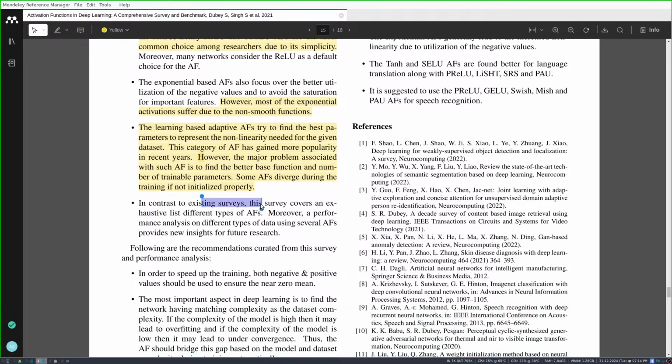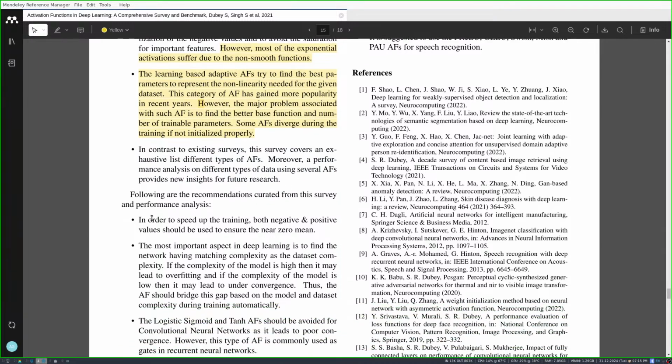The survey covers the performance on different types of data using several activation functions. Following is the recommendation: in order to speed up the training, both negative and positive values should be used to ensure the near zero mean. Give me a second.